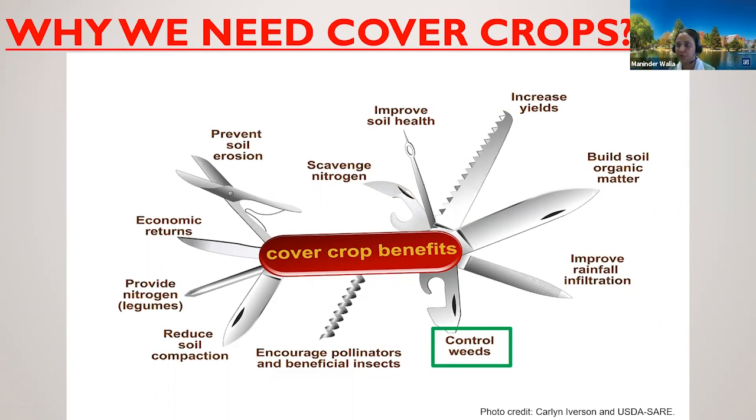Then we have reduced soil compaction. Then we have decreased soil erosion and improved rainfall infiltration, increased pollinators and beneficial insects, and improved nutrient cycling. Legumes help with fixing nitrogen in the soil. And with all those benefits, when we look at the long term, there would be some economic returns, an increase in economic returns by saving the money spent on inputs or by increasing the crop yields.